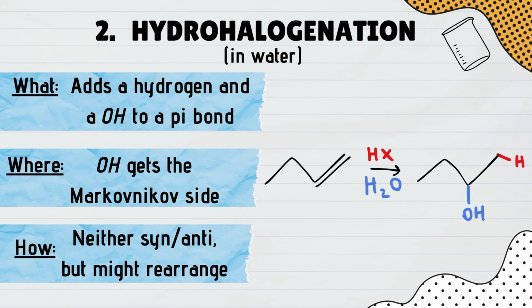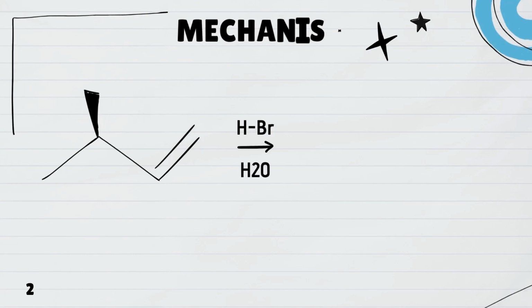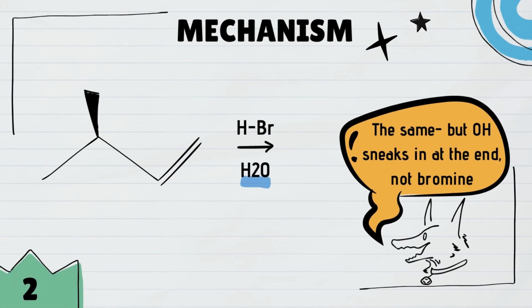And once again, this reaction is not stereoselective to syn or anti, it'll form all products. But once again, it does form that carbocation, so keep an eye out for rearrangements. Let's try it with the same substrate so you can easily compare them. Well, the mechanism is going to be pretty identical. It's just that instead of bromine adding in, the OH will sneak in at the last minute and take its spot.